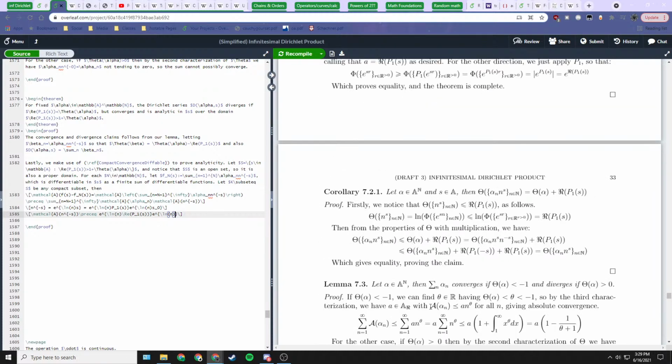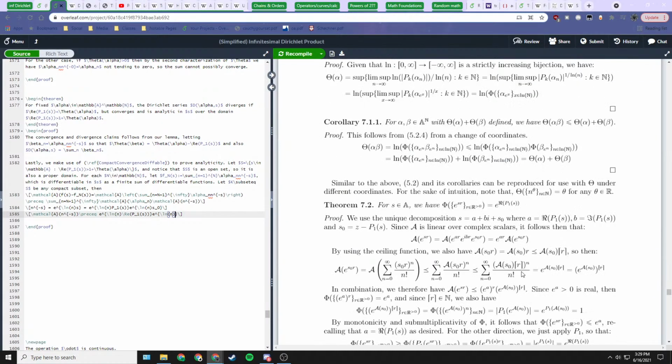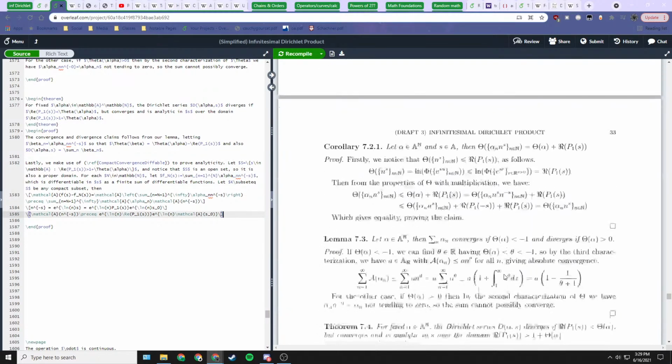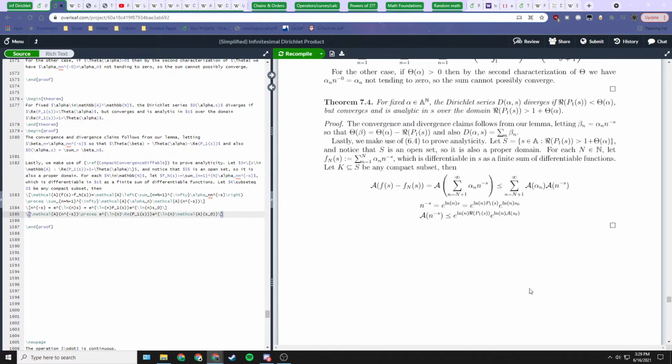Yeah, because we don't need to do the ceiling of r. We can just do whatever it is. So that'd be ln of n times a of s0. And I think that's essentially what we need. Let me look at how that comes out. So we're going to do something like this. So let's see. Product of S bounded by this and that.